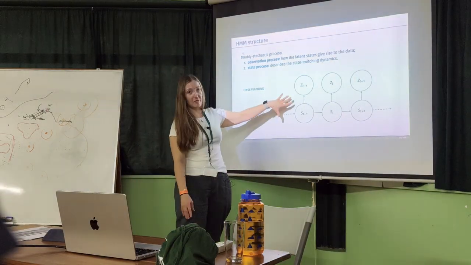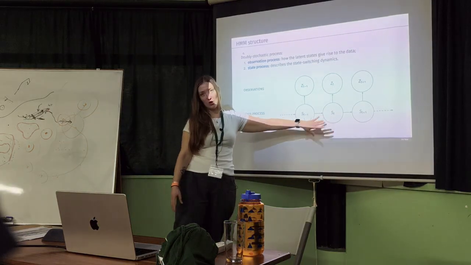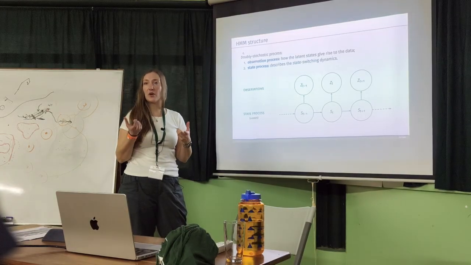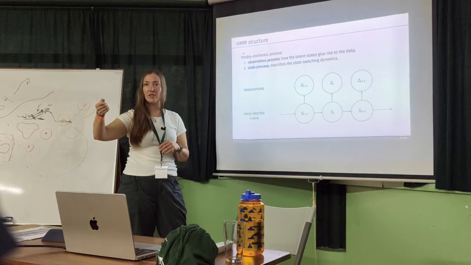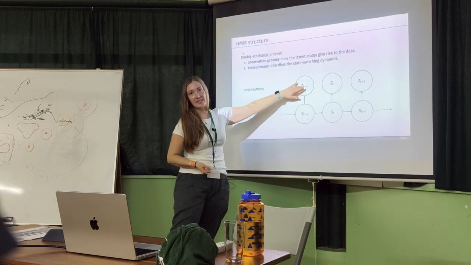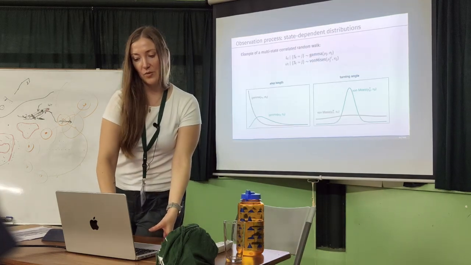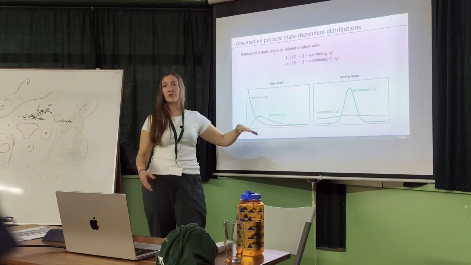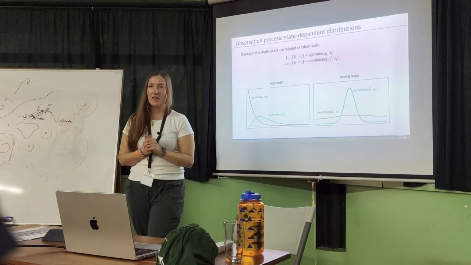So I kind of talked about these two separate parts of the model, and the state process describes how the animal switches between states. That's why the transition probabilities are the parameters of interest, because they describe those state switches. Whereas the observation parameters describe how the states give rise to the data, and that's through those state-dependent distributions. They're the parameters of these probability distributions that describe the step lengths and turning angles in each state.